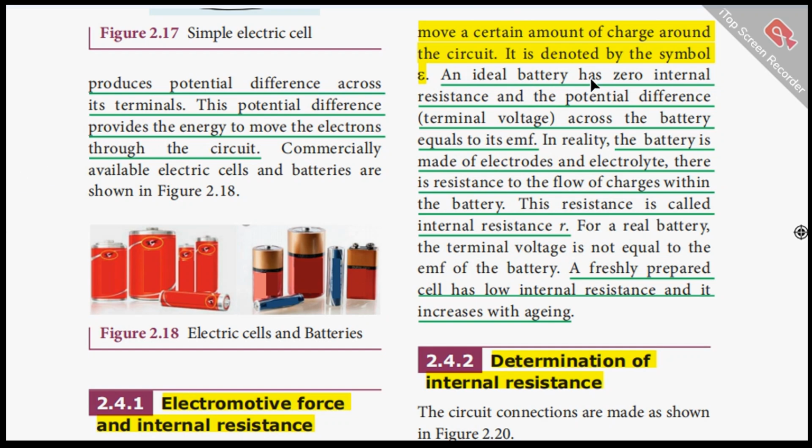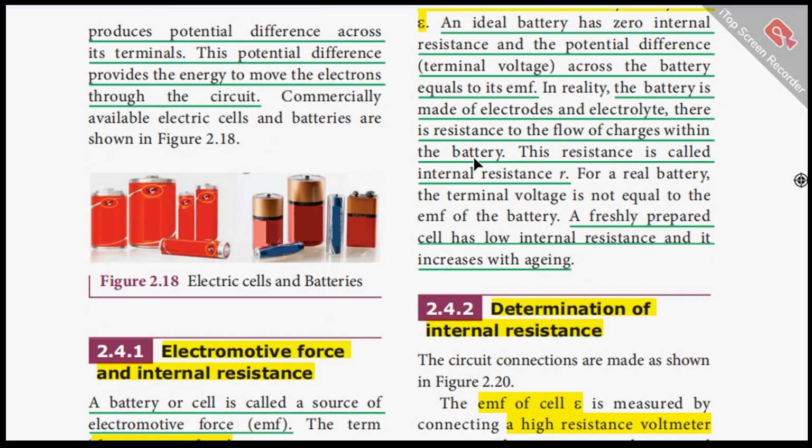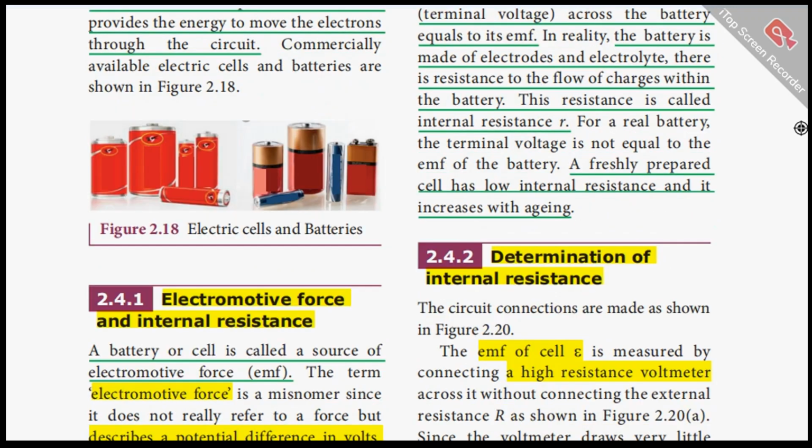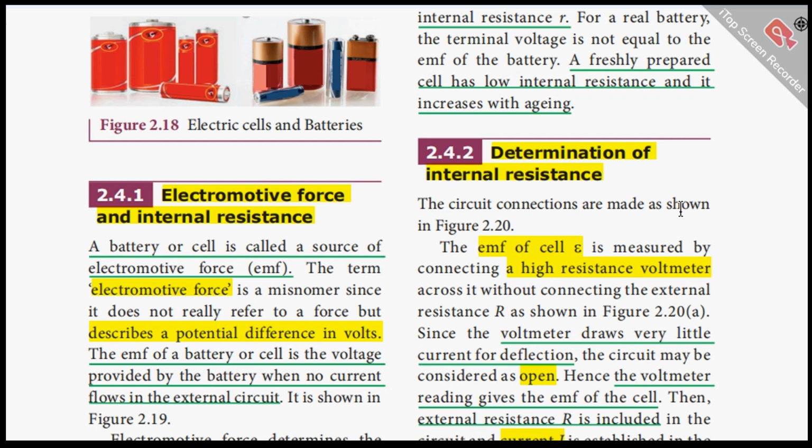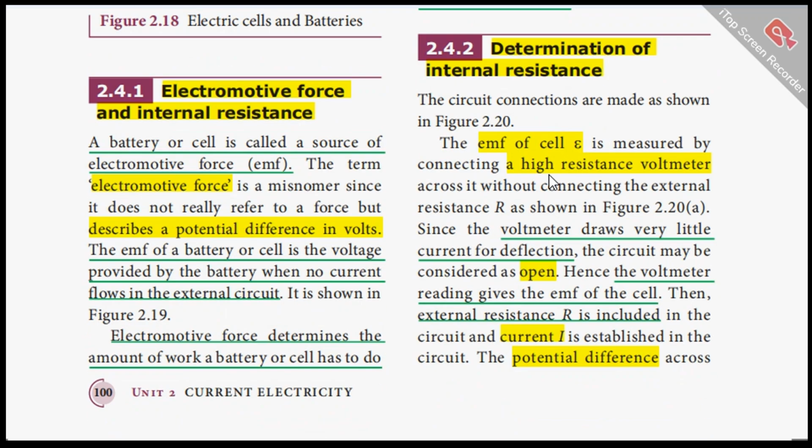In an ideal battery, it has zero internal resistance, and the potential difference across the battery equals its EMF. In reality, the battery is made of electrodes and electrolyte. There is resistance to the flow of charges within the battery, and this resistance is called the internal resistance r. For a real battery, the terminal voltage is not equal to the EMF of the battery. A freshly prepared cell has low internal resistance and it increases with aging. Next, we are going to study the determination of internal resistance. How is this internal resistance of a cell determined?